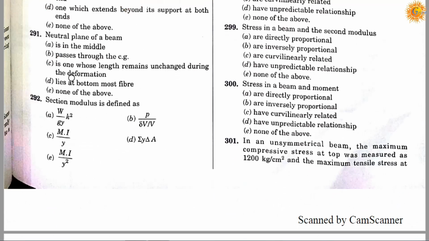Question number 291. Neutral plane of a beam: option A, is in the middle; option B, passes through the center of gravity; option C, is one whose length remains unchanged during the deformation; option D, lies at the bottommost fiber; and option E is none of the above. Correct answer is C. It's the one whose length remains unchanged during the deformation.